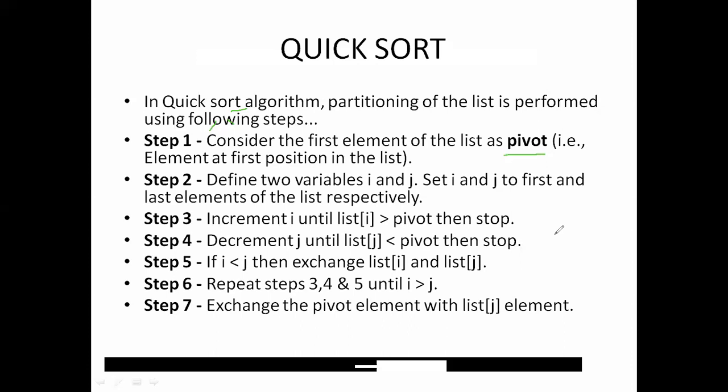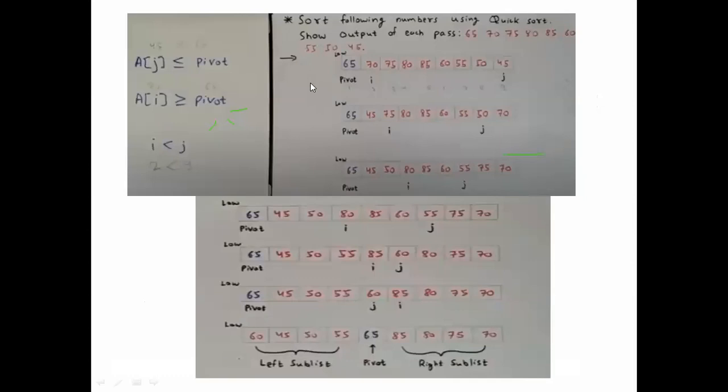Okay, so next we come to quick sort. In quick sort, the partition will be done by the element called pivot. So what is the pivot? For example, see the example here. Sort the following numbers using quicksort.